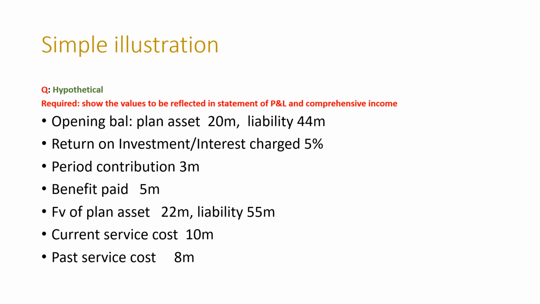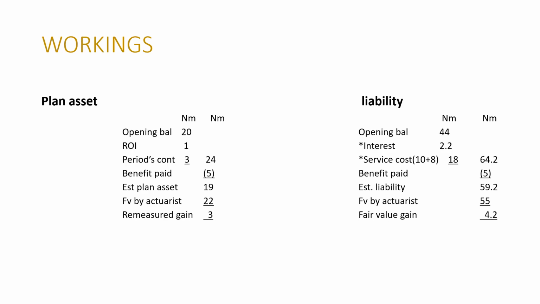Fair value of plan assets amounts to 22 million and liability 55 million. Current service costs 10 million, past service costs 8 million. All these details were given to you, and you are required to show the values that would be reflected in the statement of profit and loss and comprehensive income. Let's see how we are going to solve this in the next slide.